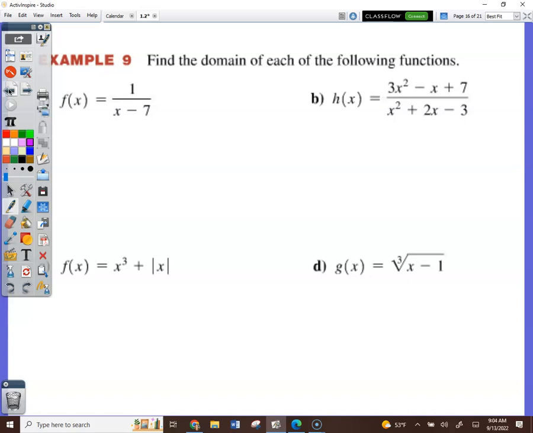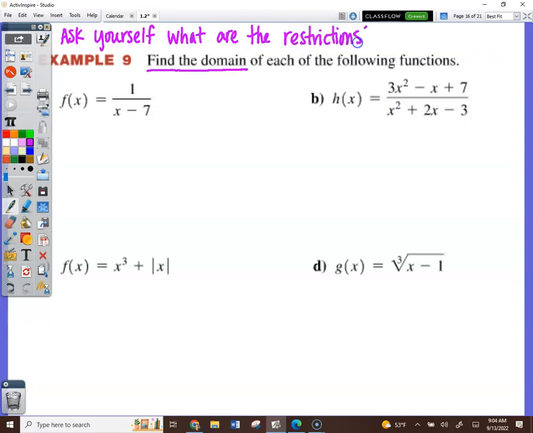Look at A. The directions say find the domain. Make sure you're reading the directions. It's not asking you to solve, and it's not asking you to evaluate. It's simply saying find the domain, which means, I want you to write this: ask yourself, what are the restrictions?